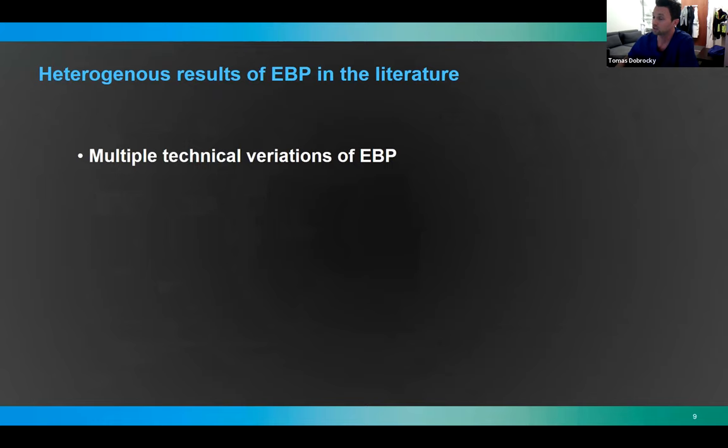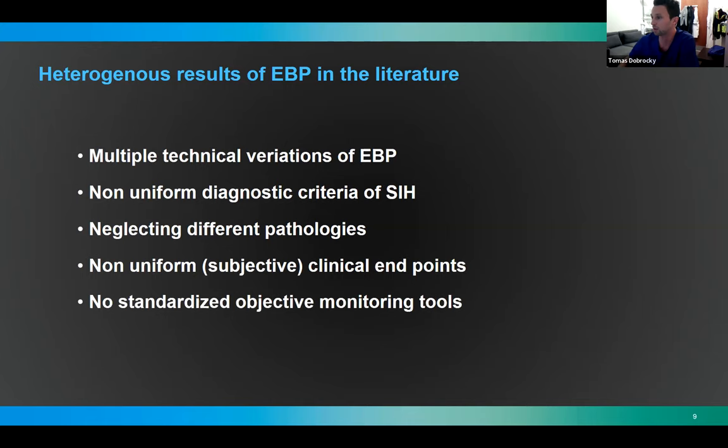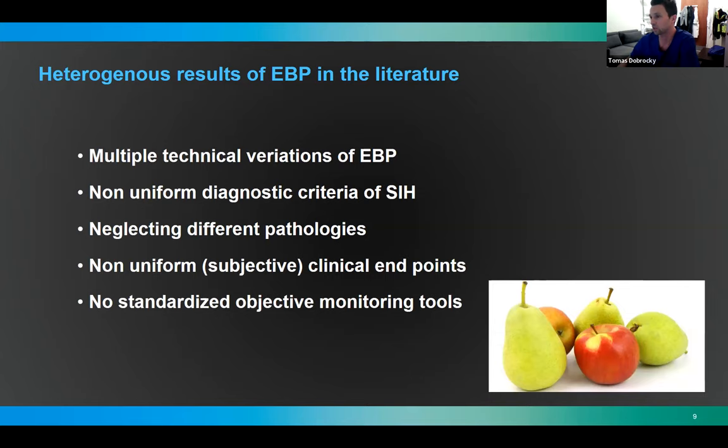So there are various technical aspects of epidural blood patching. There are non-uniform diagnostic criteria, because even if people say there is SIH, they say it because there is some kind of a headache that appears to be orthostatic. There is no proof of a leak. There is nothing. So even if people say there is SIH, there still remains some confusion. And people are mixing up other pathologies into it as well. And there are not uniform clinical endpoints or imaging endpoints after treatment, which makes things even more difficult. So here, sometimes we're mixing apples and pears.